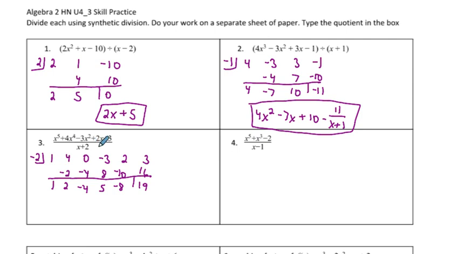So now we're going to have x to the 4th, 2x cubed, 4x squared, plus 5x minus 8. And then we have plus 19 divided by x plus 2. All right, I'm tired of trying to draw these boxes in here.